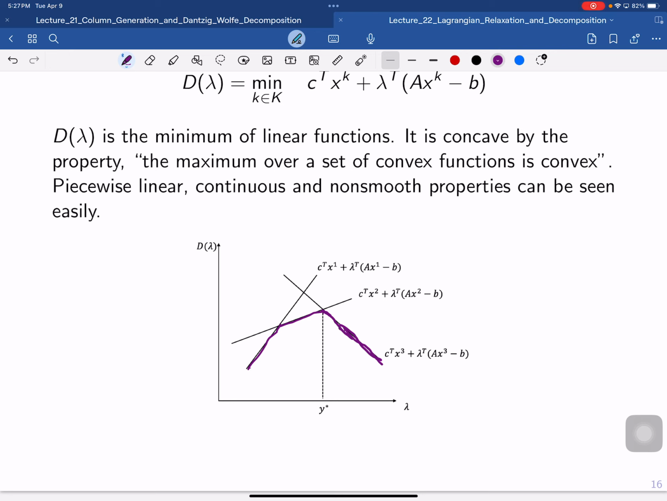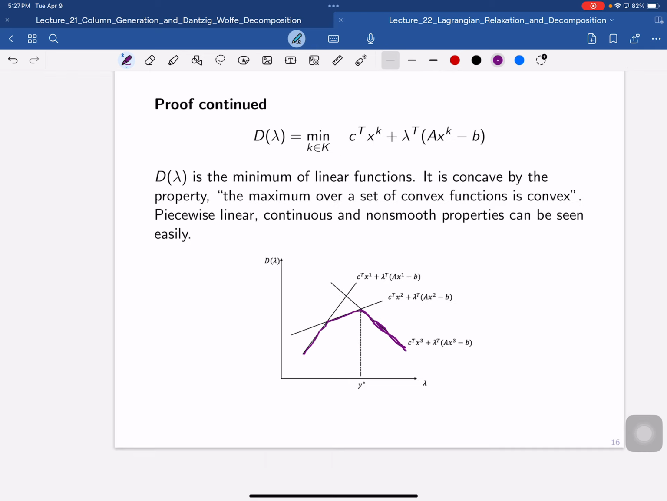Since you are taking the minimum of a finite number of functions, d lambda will be a concave function. We already showed that the maximum of a bunch of convex functions is convex, so the minimum of a bunch of concave functions is also concave. So that proves the property here.